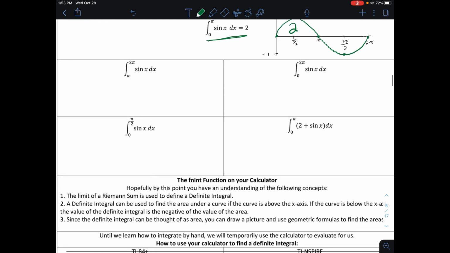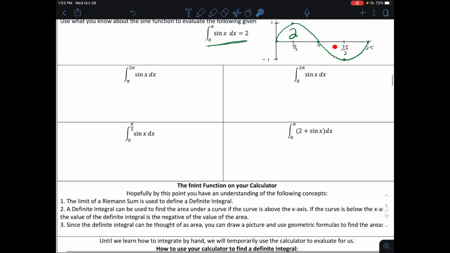So let's look at this next integral we have here. Well, what would the value of the definite integral be from pi to 2 pi for sine of x? So this region right over here is what we'd have. Well, the region that we're looking at from 0 to pi is exactly the same as it is from pi to 2 pi. The only difference is it lies beneath the x-axis, which means that the value, the signed area, would be -2.